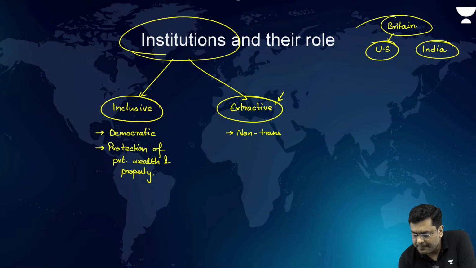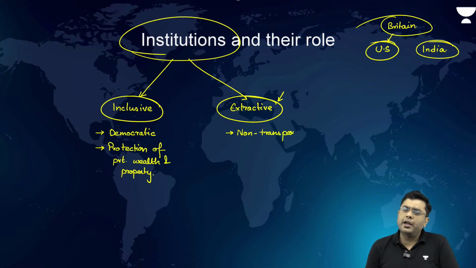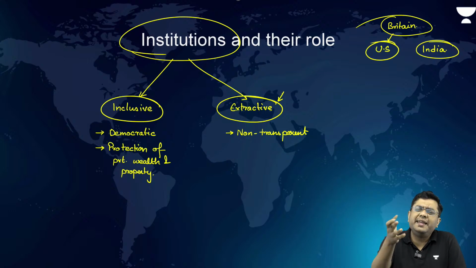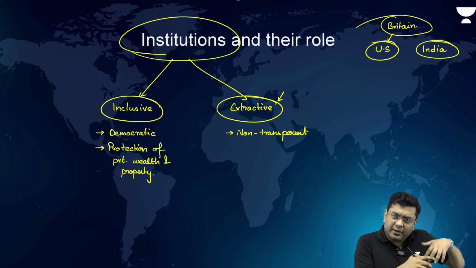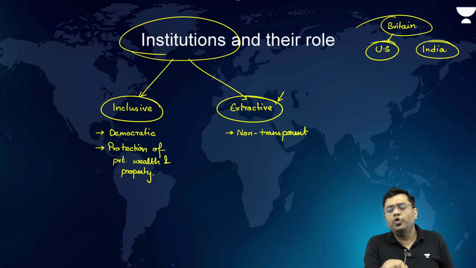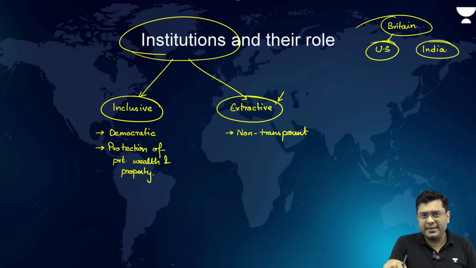Then after that, if you take a look at it, these extractive systems, they don't have any protection of your private property, etc. So there is increased land grabbing, property grabbing, black market system grows. So that is when the societies themselves, they do not develop to that extent.